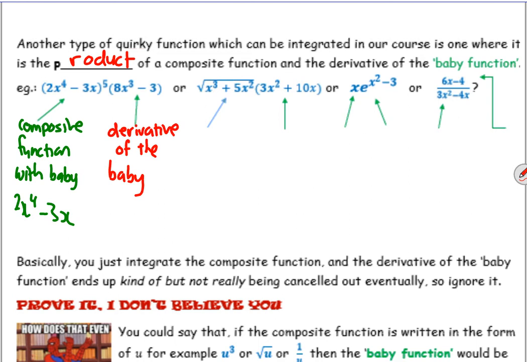And so if you see a wacky thing going on like this and you're asked to integrate it, just double check. Is that a composite function? Yes. Is it being multiplied by the derivative of the baby? Yes. Then it's one of these special kinds of ones. And on the next page, I actually teach you how to do it. On the bottom of this page, I just prove that there's a technique.